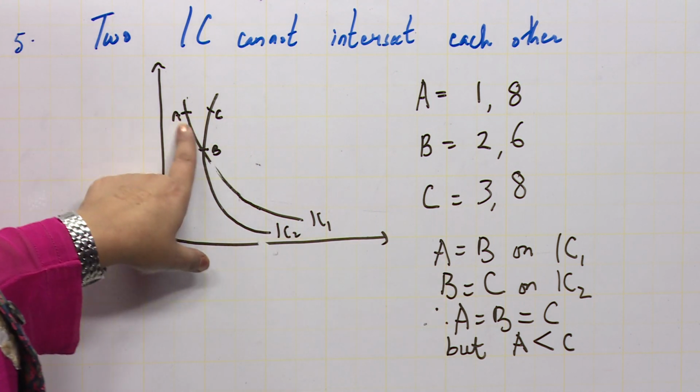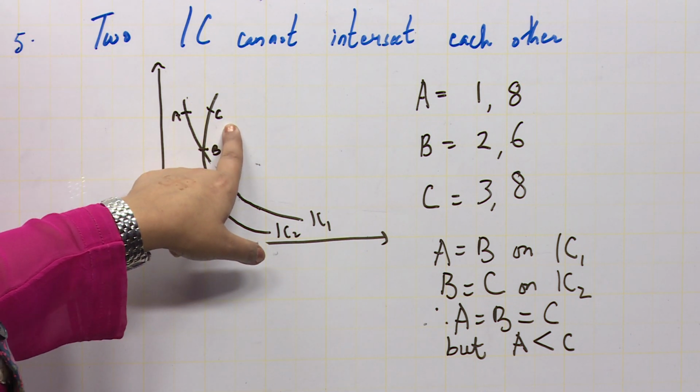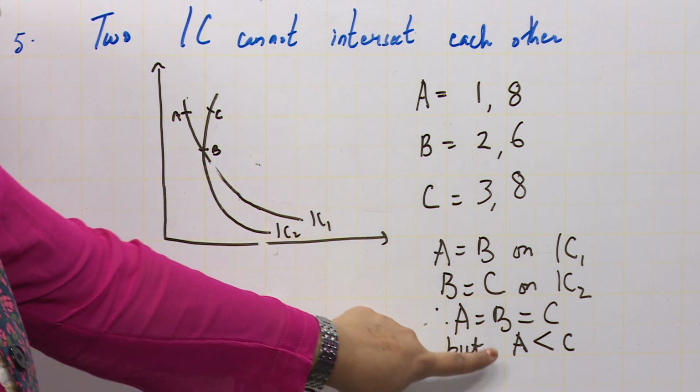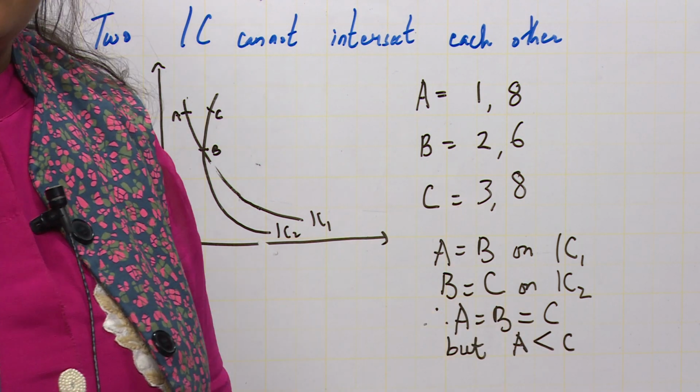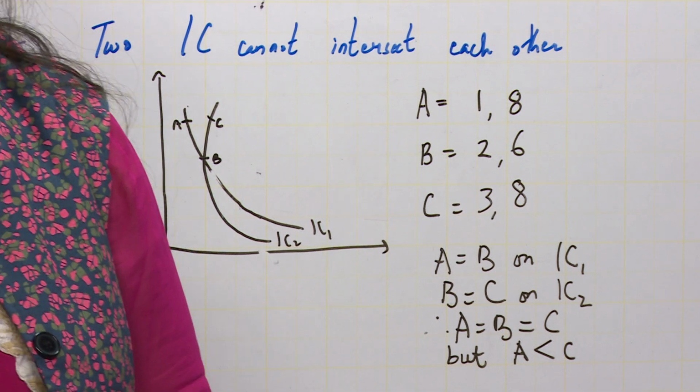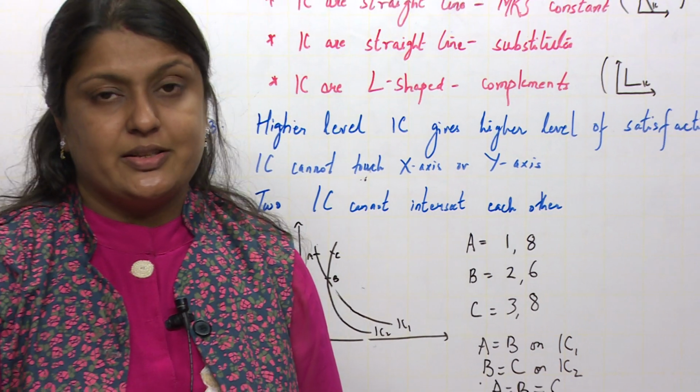Why? अगर आप ग्राफ में देखेंगे कि C higher level पे है as compared to A. Therefore A is on a lower level. Therefore these three cannot be equal. Hence it implies that two indifference curves cannot intersect each other.